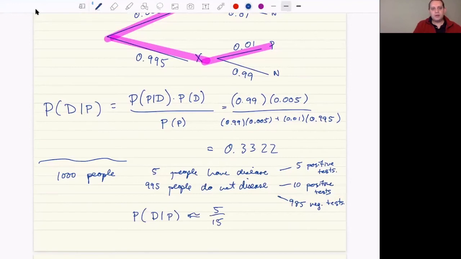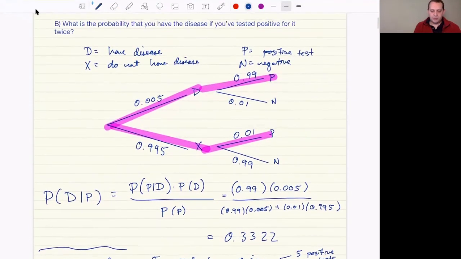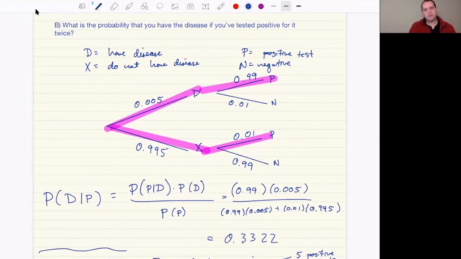What I want to do though is I want to calculate now. Let's do a second test. So we're going to go back to our example, and let's say that we have a person that's tested positive for it. There's a 0.332, a 33.2% chance that the person has the disease. And now let's do the test again and see whether or not that changes the probability. This in statistical terms is called updating your priors, because what we're doing is we're changing the prior assumption of whether the person has the disease or not, whatever that probability is.